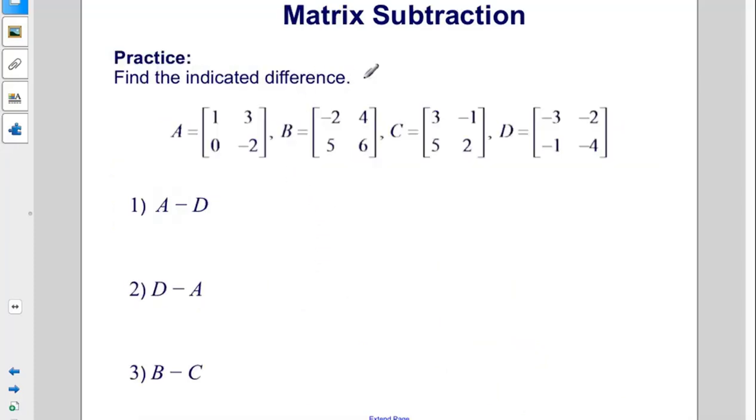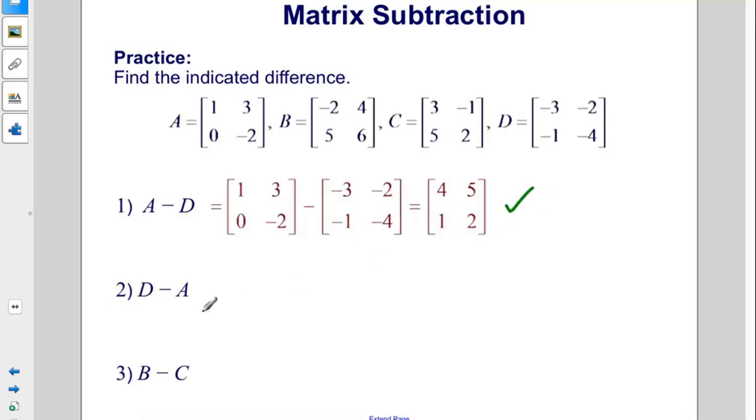Find the indicated difference, A minus D. All right, so we're going to have a 2 by 2 matrix. Top left minus top left, 1 minus negative 3 is 1 plus 3, which is 4. 0 minus negative 1 is 0 plus 1, which is 1. 3 minus negative 2 is 3 plus 2, which is 5. Negative 2 minus negative 4 is negative 2 plus 4, which is 2.